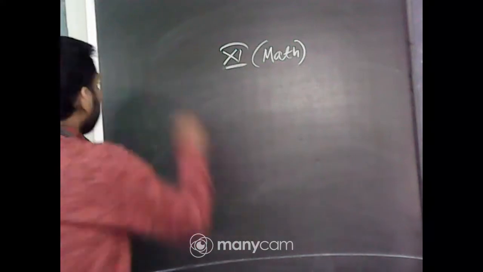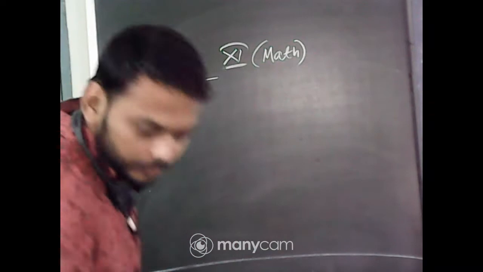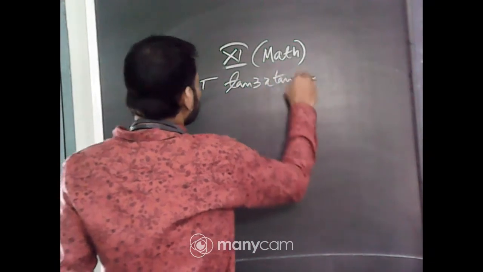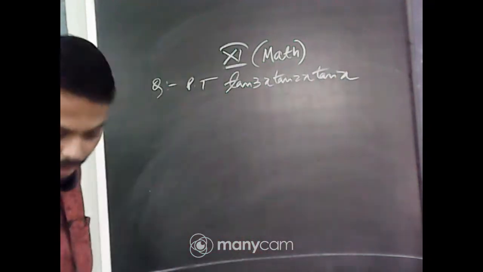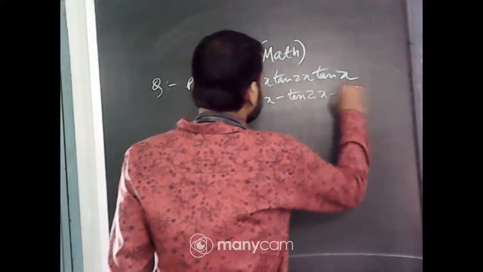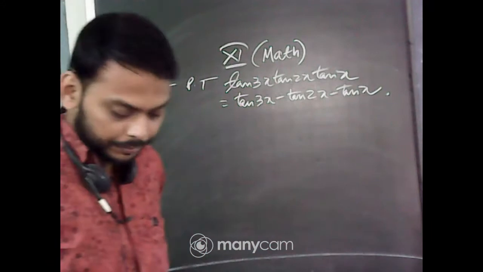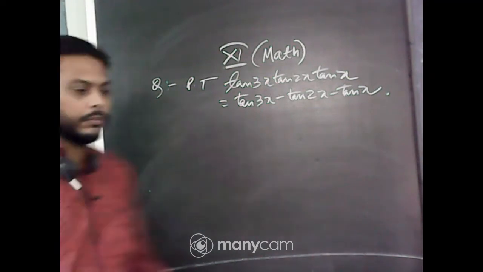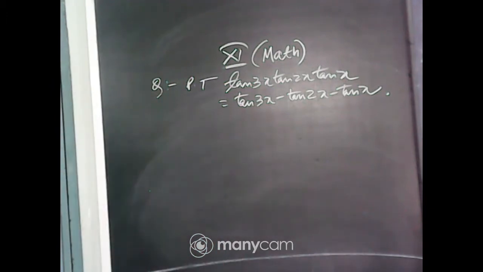The next problem, prove that tan 3x tan 2x tan x is equals to tan 3x minus tan 2x minus tan x. Do it. Very easy one. I am waiting.